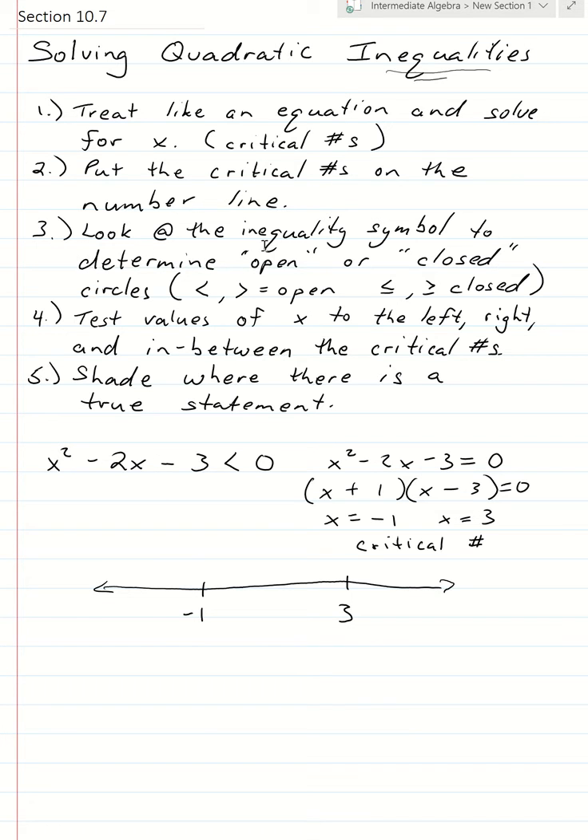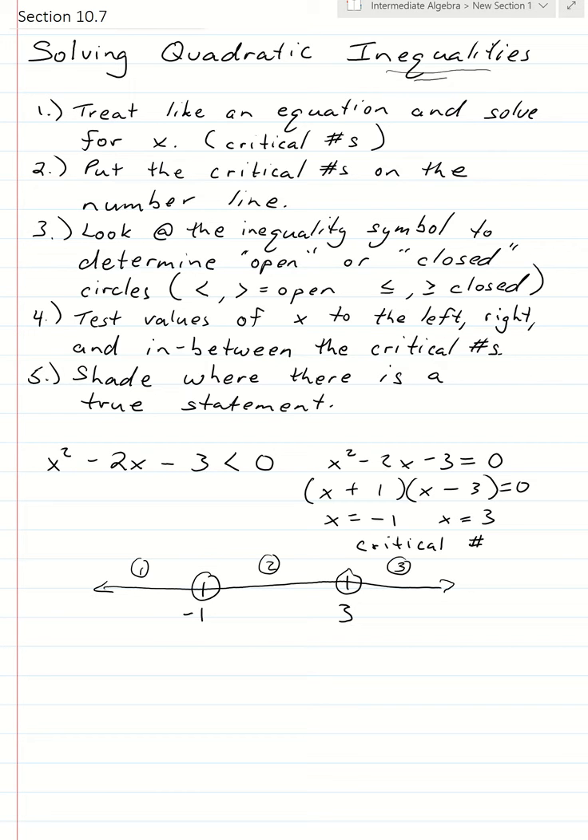Now we're up to step 3. We're going to look at the inequality symbol to determine open or closed circles. According to the inequality symbol, it's a less than statement, so I need open circles on those critical numbers. And what we have formed here are 3 regions. We're looking at all of the numbers to the left of negative 1, all the numbers in between negative 1 and 3, and all the numbers greater than 3. And in step 4 we want to test out the values. I could pick any number in region 1, any number in region 2, and any number in region 3.